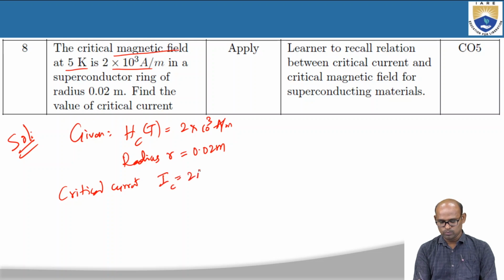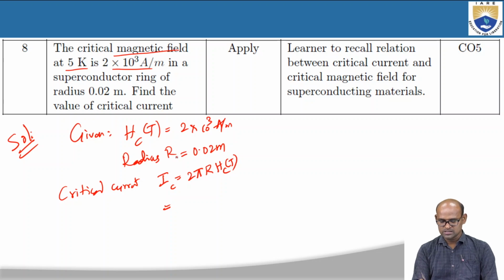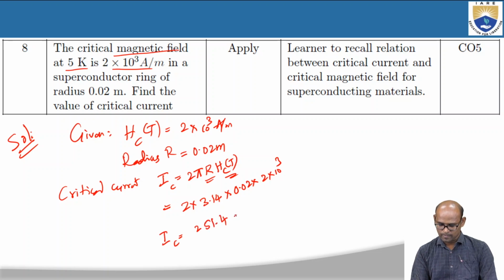Critical current Ic is equal to 2 pi R into Hc of T. Here R is the radius; you can use small r or capital R, whatever you want. So this is the formula, 2 pi R into Hc. Radius is given and Hc is given. We just need to substitute: 2 into pi value 3.14 into R is 0.02 into Hc is 2 into 10 power 5. Substituting all the values, we get Ic as 251.4 amperes. So that is the answer, the current.